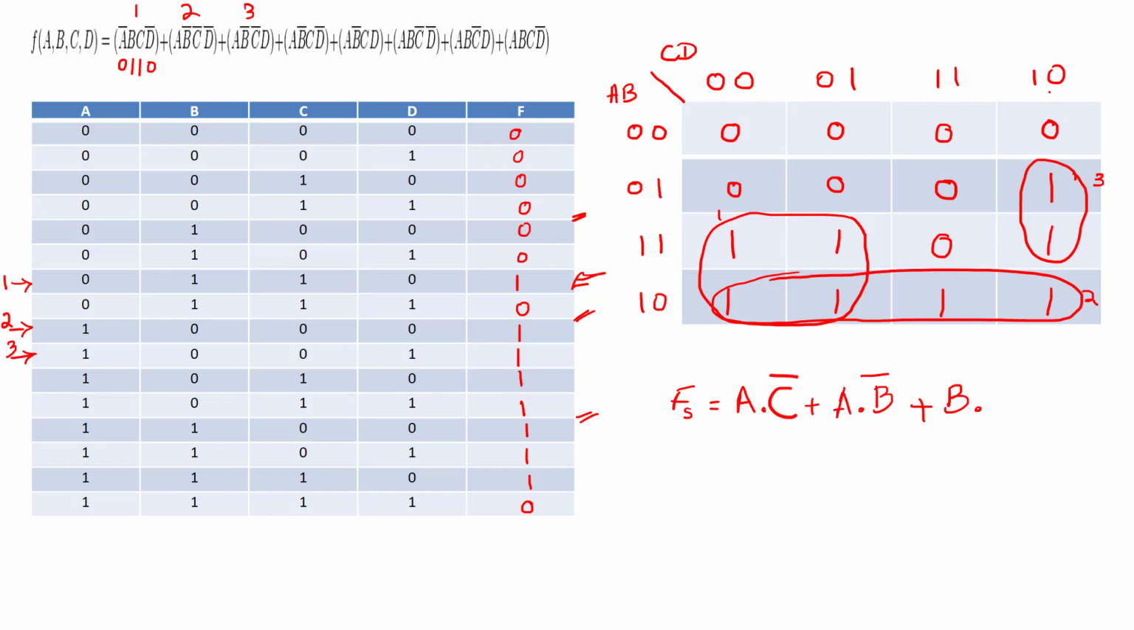C is 1, D is 0. So that means I will keep C as it is, and I will take D with a bar. This is my simplified expression that will produce exactly the same output given in this truth table as is produced by this given expression at the beginning.